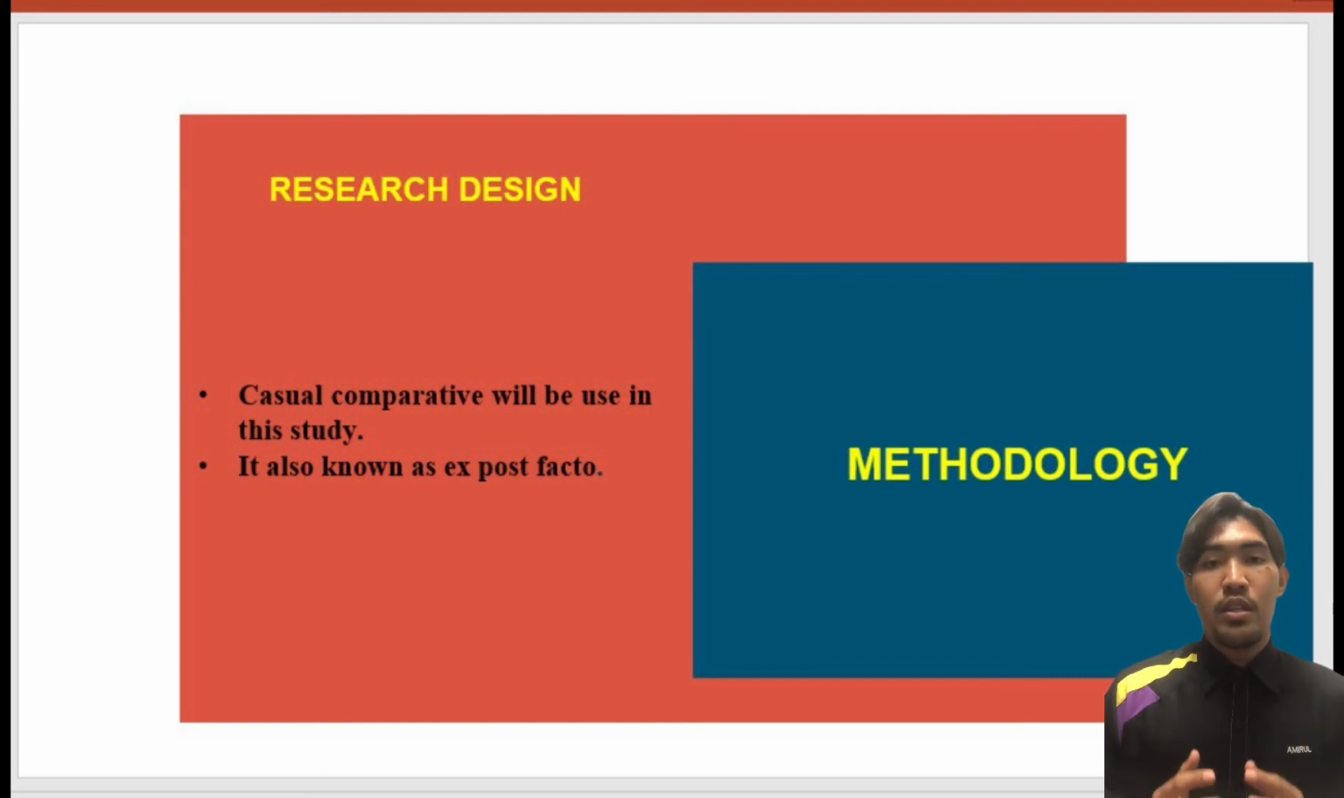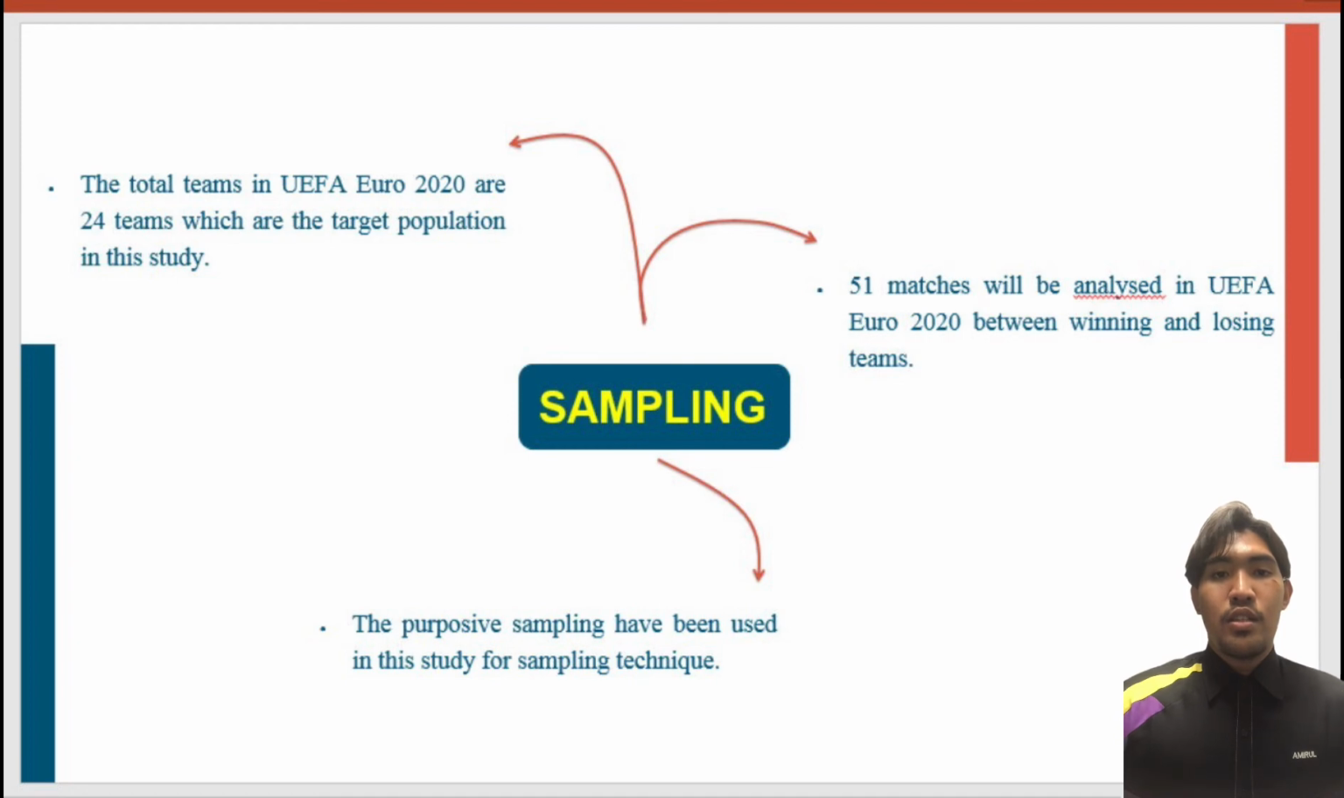Besides that, ball distribution indicators such as total pass, successful pass, and ball possession will also be measured in this study. Then, this study chooses the teams that qualified for UEFA Euro 2020. The total number of teams in UEFA Euro 2020 is 24, which is the target population in this study. For the sample size, 51 matches will be analyzed in UEFA Euro 2020 between winning and losing teams, from the group stage until the final stage. Purposive sampling has been used as the sampling technique, because the target population is all the teams involved in Euro 2020.